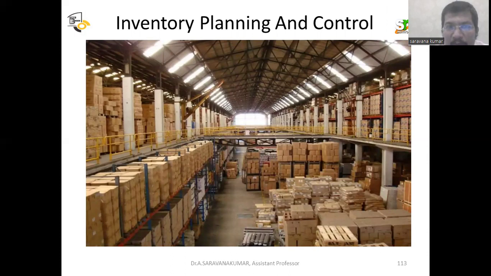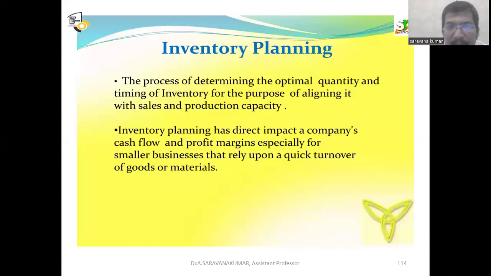So how to allocate the resources? That is inventory planning. It is the process of determining the optimal quantity and timing of inventory for the purpose of aligning it with sales and production capacity. So that is inventory planning. So what about the stock you require to manufacture the particular product? So we are using operation technologies like just in time and lean manufacturing. So inventory planning has a direct impact on a company's cash flow and profit margin, especially for smaller businesses that rely upon a quick turnover of goods or materials.